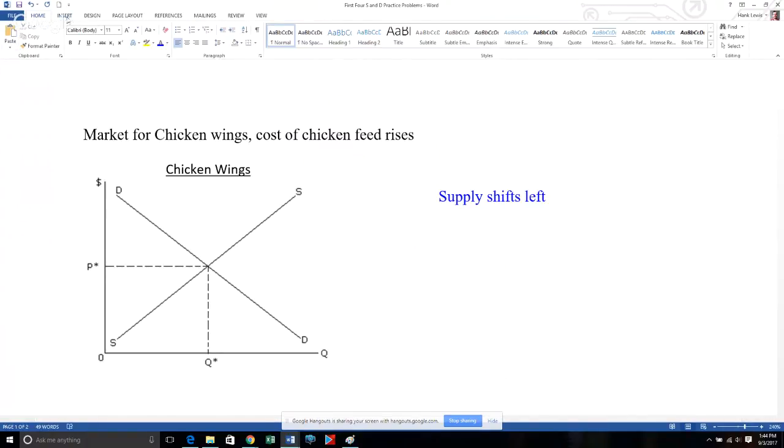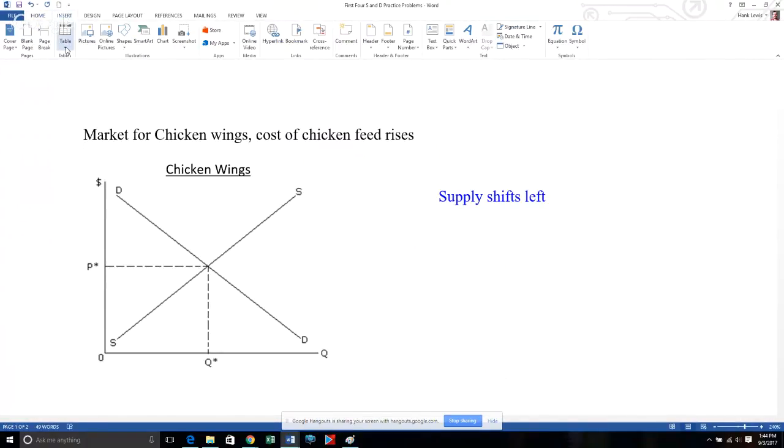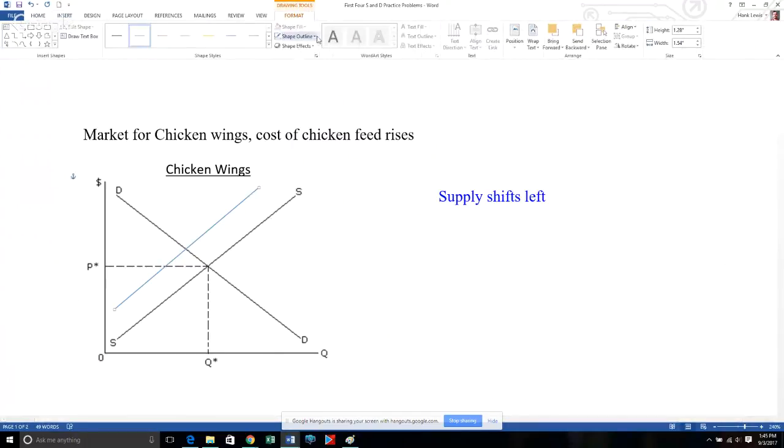So what I'm going to need to do now is draw a new supply curve that is parallel to the old one, but to the left of it. And so I'm going to do this thing over here. And again, we want to make sure it's parallel. We don't do rotational shifts of supply or demand. We do parallel shifts.